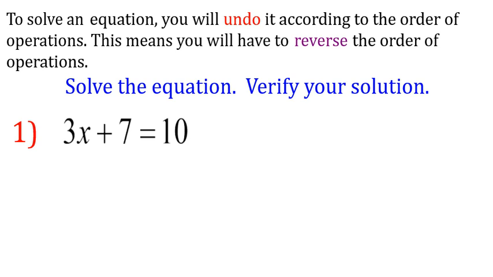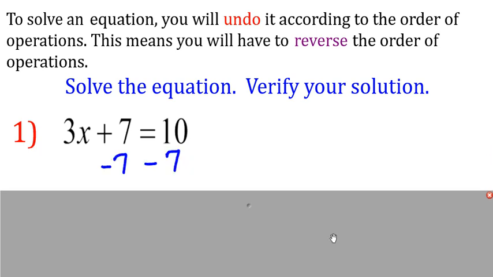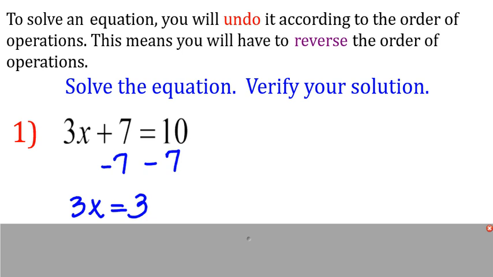So here, our first example, we have 3x plus 7 equals 10. We're going to think about the order of operations. Normally, if we were going to evaluate this, we would do the multiplication first, then the addition. Since we're solving it, because we don't know the value for x that makes this true, we're going to do the reverse of the operations. So the last thing we do is the addition. We're going to start here and undo that. What undoes addition? Subtraction. So we subtract 7 from each side of the equation. That leaves us with 3x equals 3.